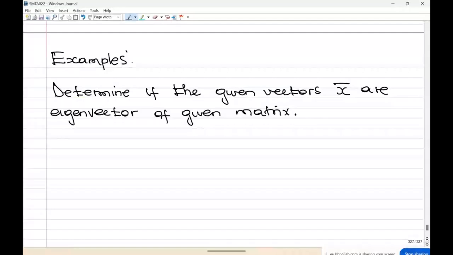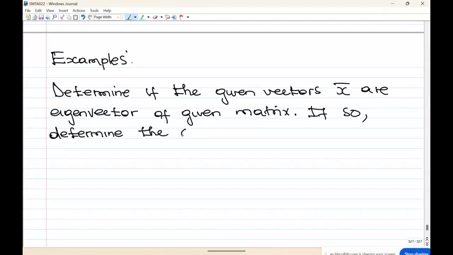So, like here, they are saying determine if the given vectors x are eigenvectors of the given matrix. If so, you must determine the corresponding eigenvalue.